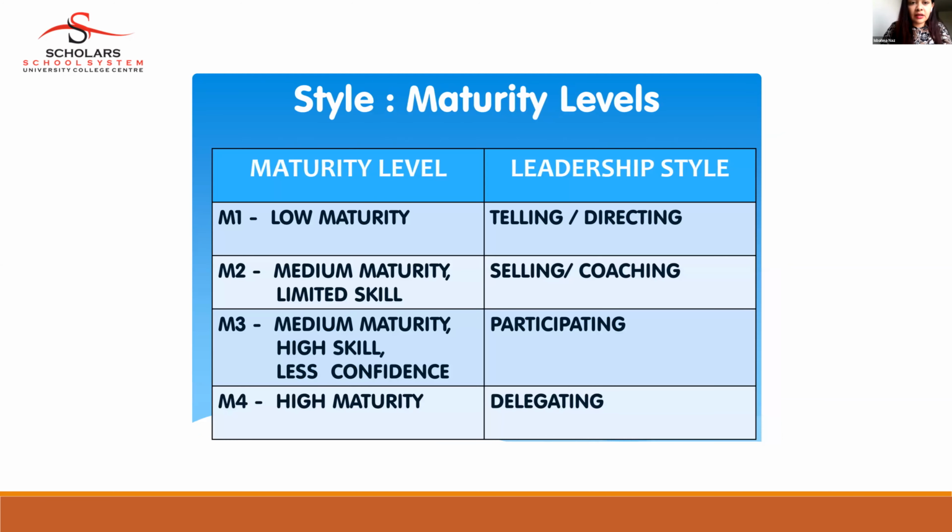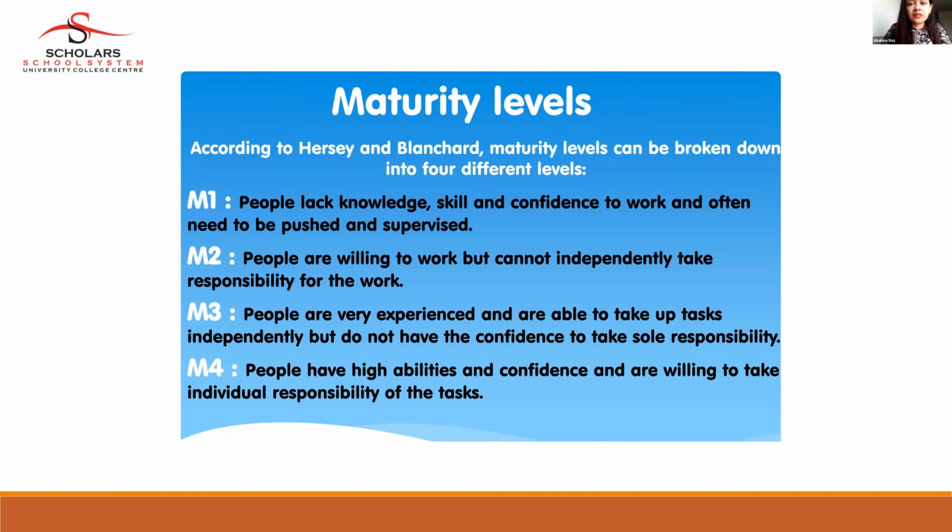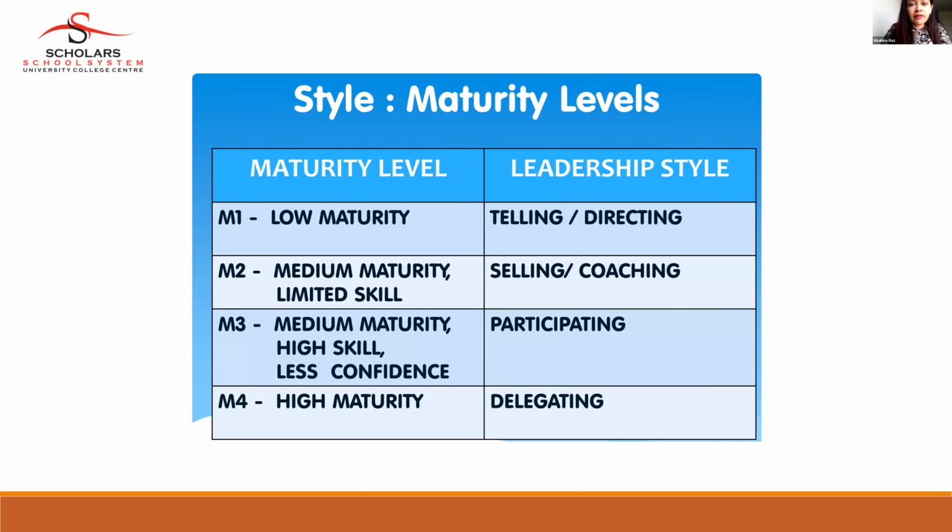So over here, we can tell that M1 with low maturity, where people lack the knowledge, the skills and confidence to work, and often need to be pushed and supervised, follow a leadership style of telling or directing. M2, where the followers have medium maturity or limited skill, is when the leadership style tries to help the followers. They try to coach and sell their ideas to their followers.